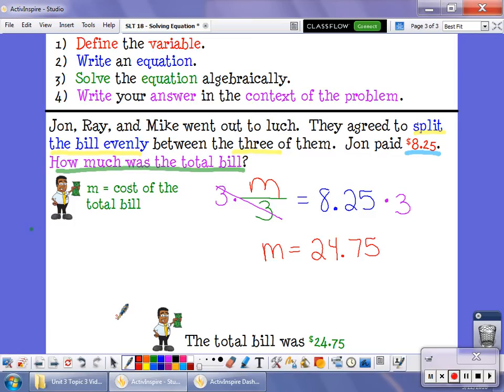So remember, when it comes to solving a word problem, first define your variable. Second, write your equation. Third, you need to solve that equation algebraically. And then fourth, don't forget to put the answer in a sentence in the context of the problem.